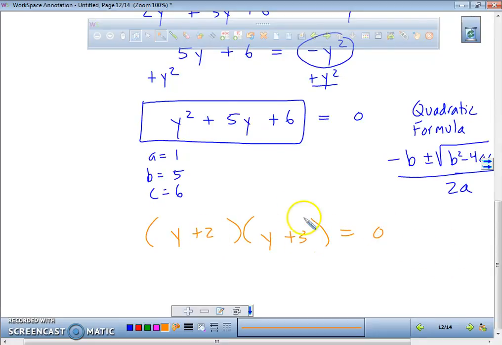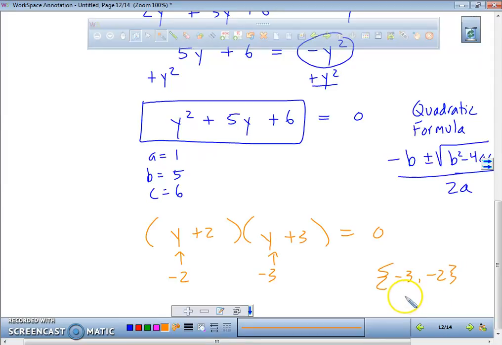Because 2 plus 3 equals 5, and 2 times 3 equals 6, and those are the patterns when you're trying to factor trinomials where your a value is equal to 1. Now, by the way, what number could I plug in here to make it equal to 0? -2. What number could I plug in here to make it equal to 0? -3. That's why my solution set is -3 and -2.